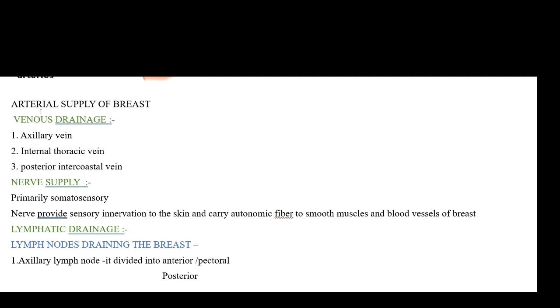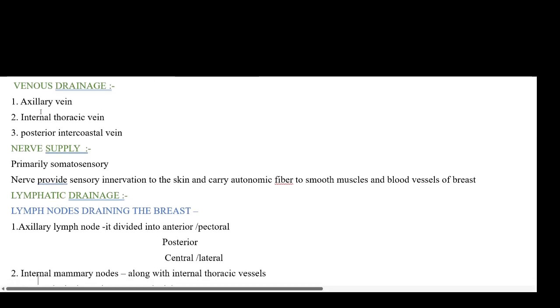And the next part is a very important part, which is the lymphatic drainage of the breast. We study two parts in it: the lymph nodes draining the breast and the lymphatics of the breast. First of all, we see the lymph nodes of the breast.